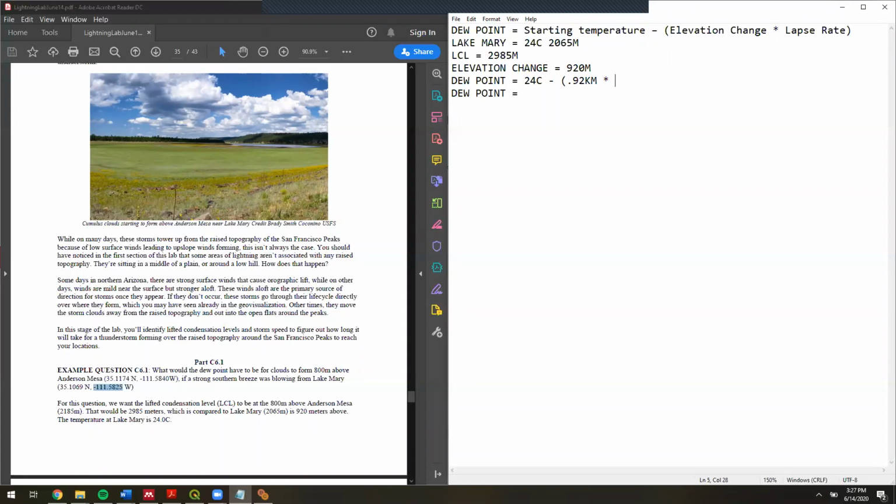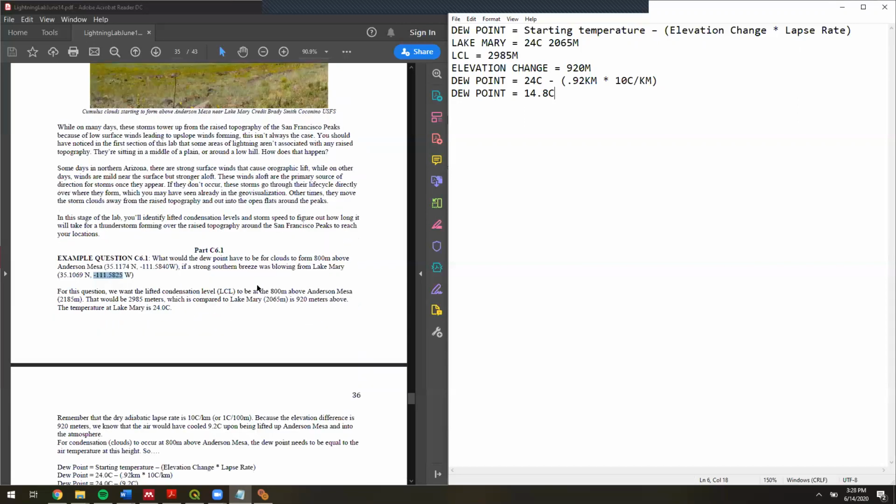And the lapse rate we're going to use is the dry adiabatic lapse rate, or 10 degrees Celsius per kilometer. The reason we use dry instead of wet in this example is because we're not saturated yet. We're not at dew point. And so that's going to be 10 degrees Celsius per kilometer. And so overall, our dew point is going to end up being 14.8 degrees Celsius. That's how humid the atmosphere would have to be in order for clouds to form 800 meters above Anderson Mesa.